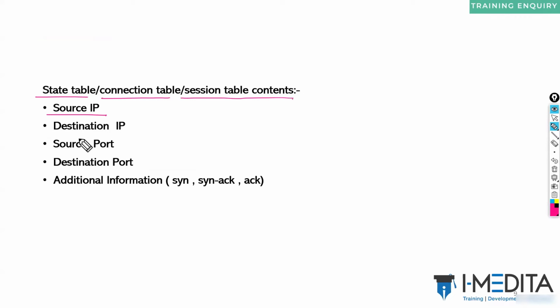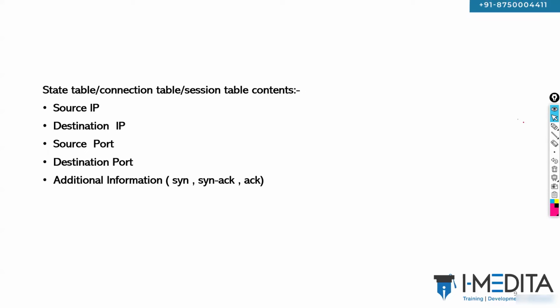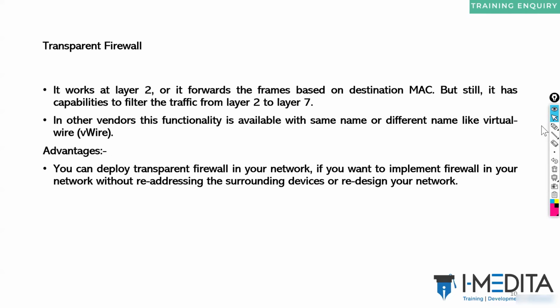It can contain source IP, destination IP, source port, and destination port. And additional information can also be there, SYN plus ACK, and ACK. So this information will be maintained in the state, connection, or session table. Next, we have here the transparent firewall. So what is a transparent firewall? First of all, we will understand it with the help of a diagram.